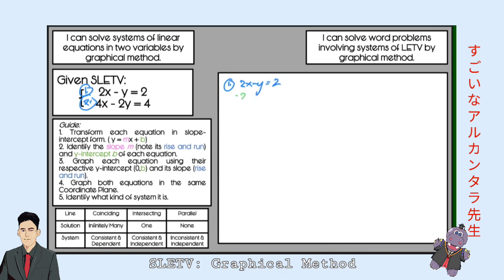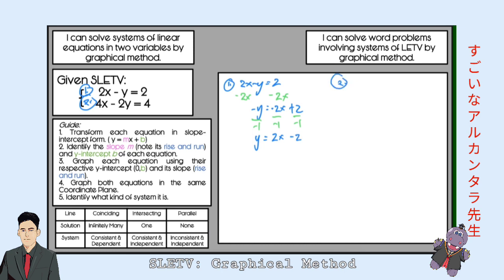We subtract 2x from both sides to isolate the y variable, resulting in negative y equals negative 2x plus 2. We want the y variable to be isolated, so we divide the entire thing by negative 1, resulting in the equation y equals 2x minus 2.